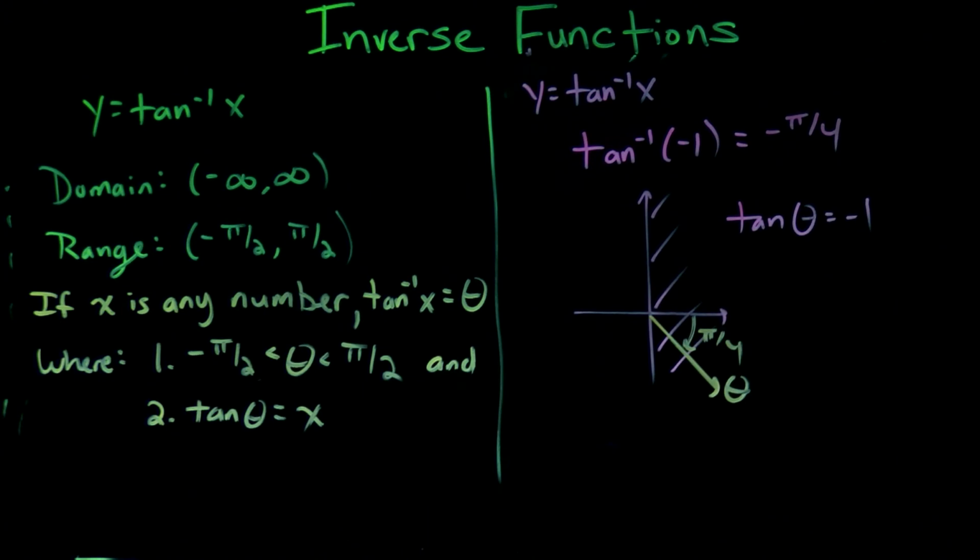Or if we wanted to find the inverse tangent of 0, that's going to be the angle theta between negative pi over 2 and positive pi over 2 with a tangent value of 0. And that angle is 0, because the tangent of 0 is 0, and 0 is between negative and positive pi over 2.